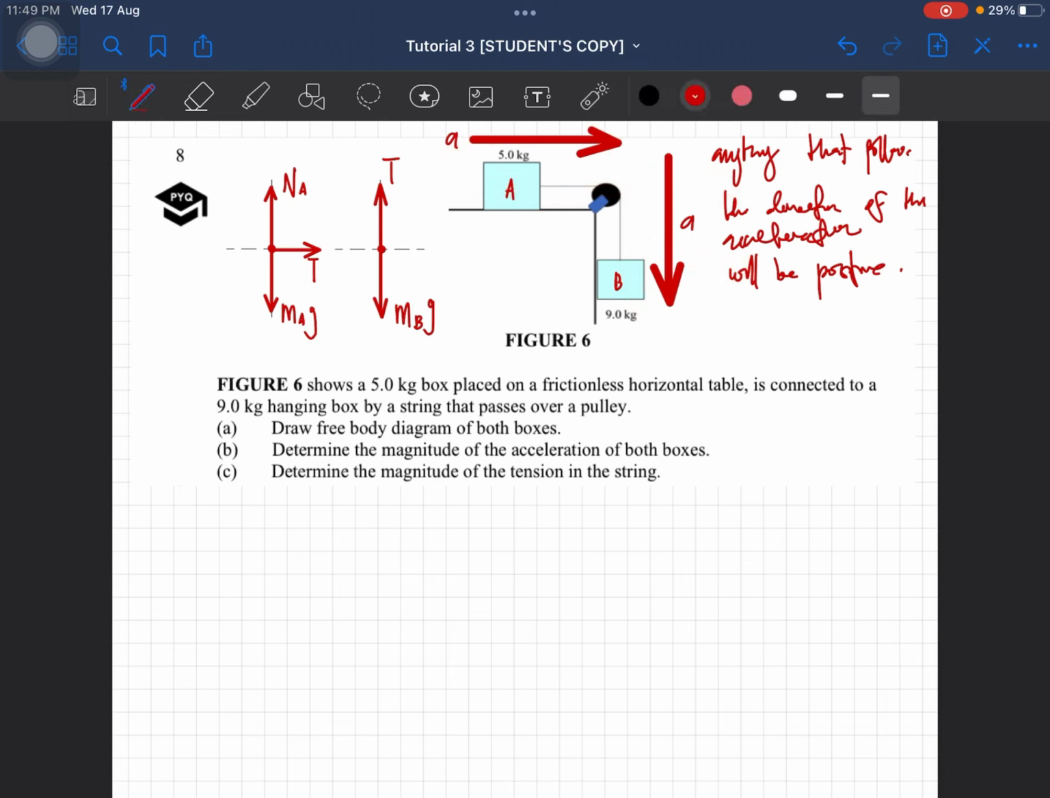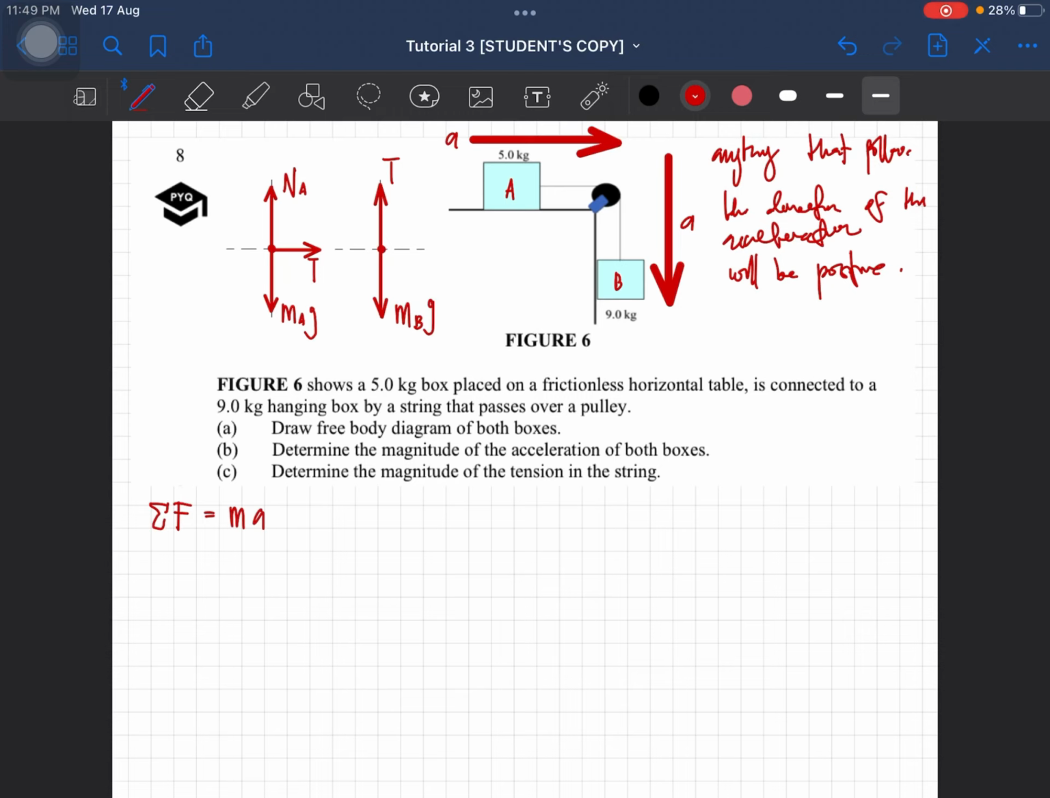Okay, alright, so now we apply Newton's second law of motion. Why do we apply Newton's second law of motion? Because the question is asking about acceleration. So we should not use the first law of motion if the question is asking about acceleration. So now we apply the second law of motion, where the total force is equal to ma.